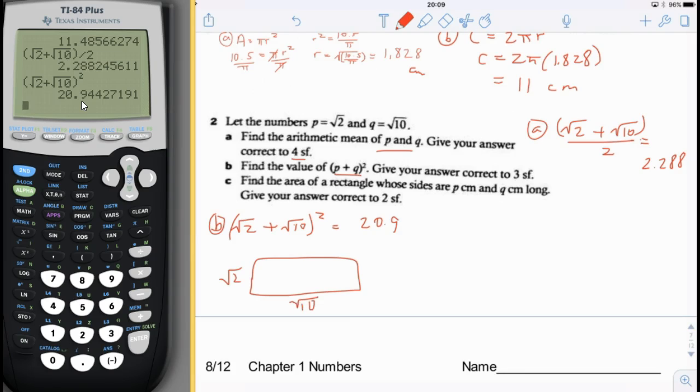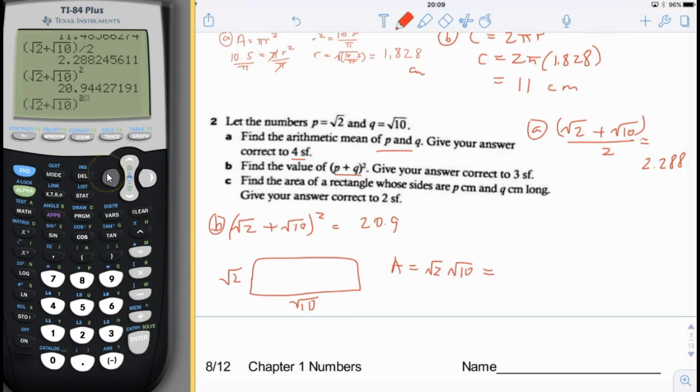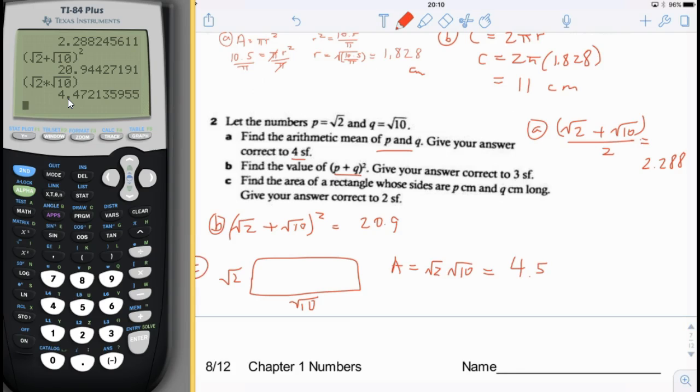To find the area, it's equal to square root of 2 times the square root of 10. Okay, so we have square root of 2 times square root of 10. It's so awkward to type things here. Okay, square root of 2 times square root of 10. It's going to be 4.47 blah, blah, blah. Give your answer correct to two significant figures. So it would be 4.4. Now, is the 7 enough to round the 4 up to a 5? Yes, so it's going to be 4.5. Okay, so that is part C. All right, and that is the end of page 7.